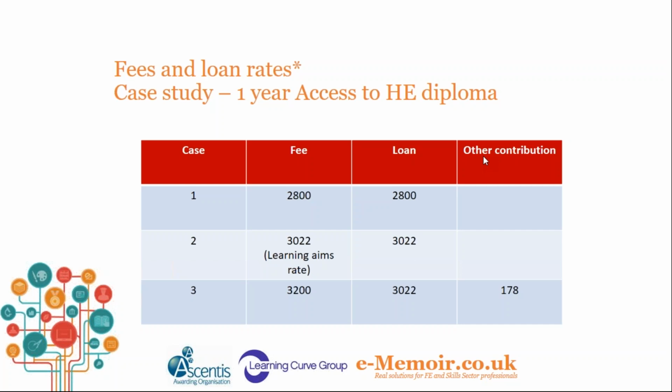But clearly that will then feature in your QAR, and then obviously what is then reported for inspection, if you're using LARS as a guide. But you can sometimes put together different combinations, because of course you might have loan funded learners who are also doing programs maybe at a different level.